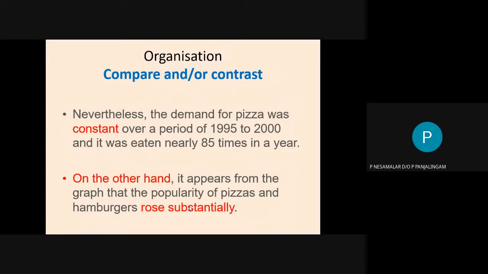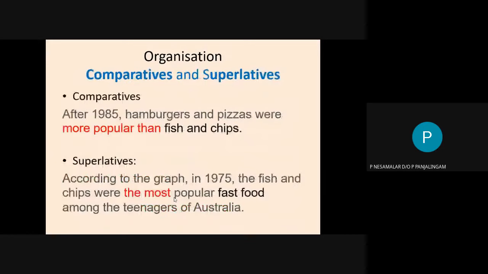Now here is a contrast. You start with "on the other hand" to show it's a contrast, right? That rose substantially. So this is the contrast. Comparatives is when you're comparing two things. So here you're comparing hamburgers and pizzas with fish and chips. So after 1985, these two were more popular than fish and chips.